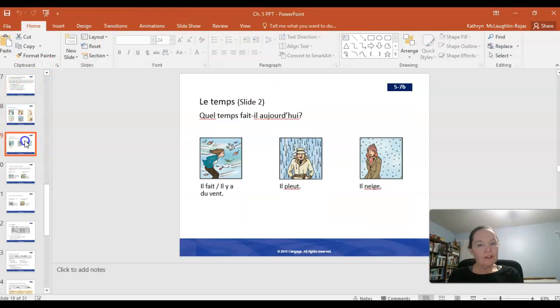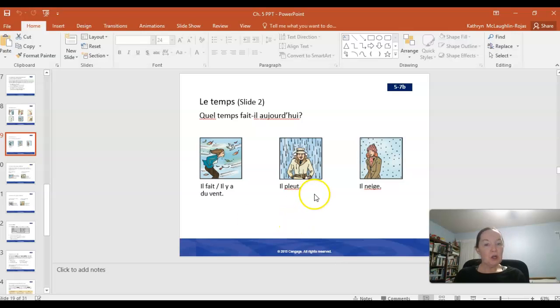All right, we'll move on to looking at the same thing in this next group of pictures. So again, quel temps fait-il aujourd'hui? And there are other options here. We can say il fait du vent or il y a du vent. So il fait du vent is like the other weather expressions. Il y a du vent just means that there is some wind. It's just another way of saying it.